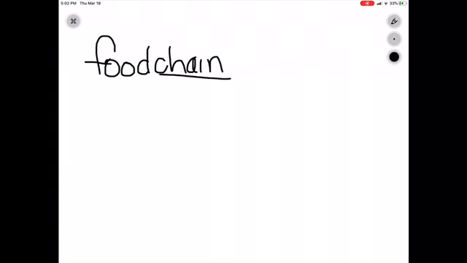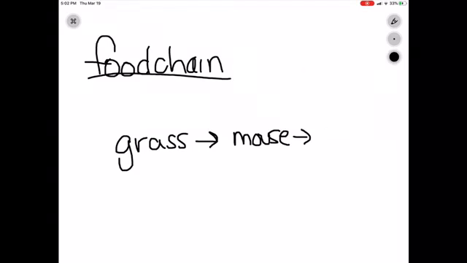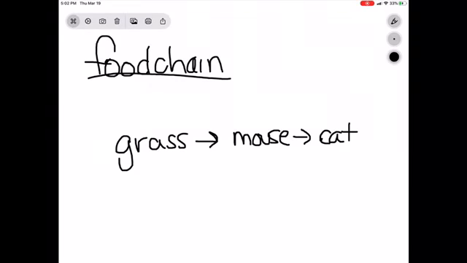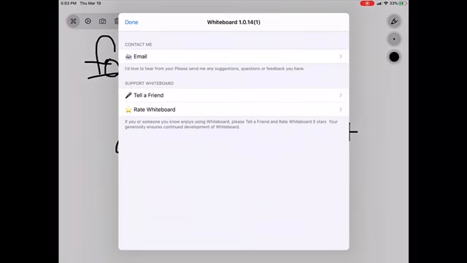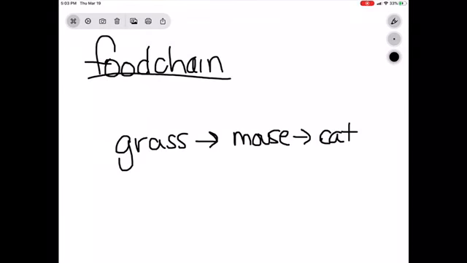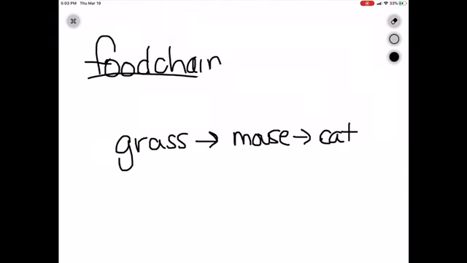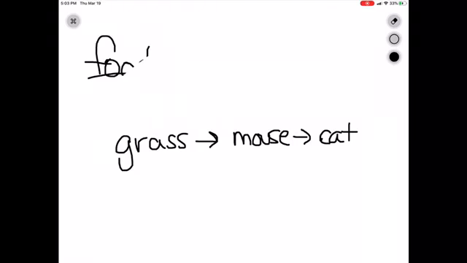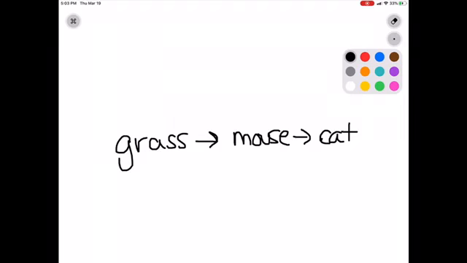So now that we've learned all the vocab, we can put it all together to create a food chain. So you always start with your autotroph or producer. So in this case, we have grass. Then you have your primary consumer, so a mouse, which is going to eat that grass. And then we have our secondary consumer, which is a cat going to eat the mouse. Sorry about that. So the arrows are always going to point to the predator or whatever is going to be eating the item before it. So this is a food chain.